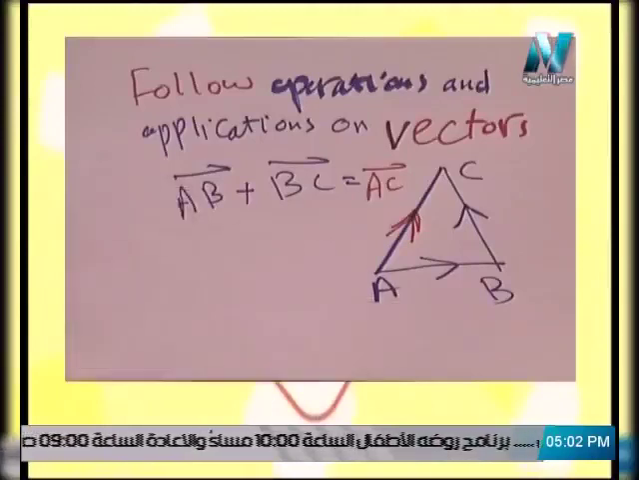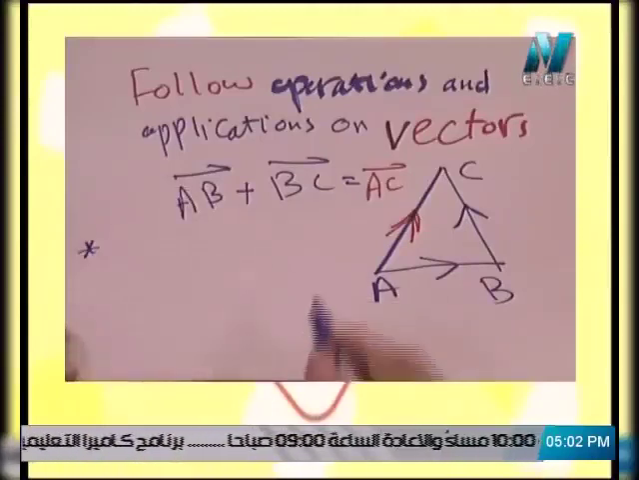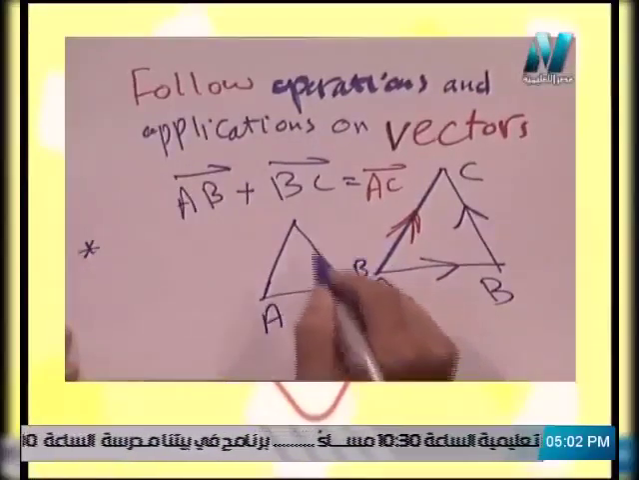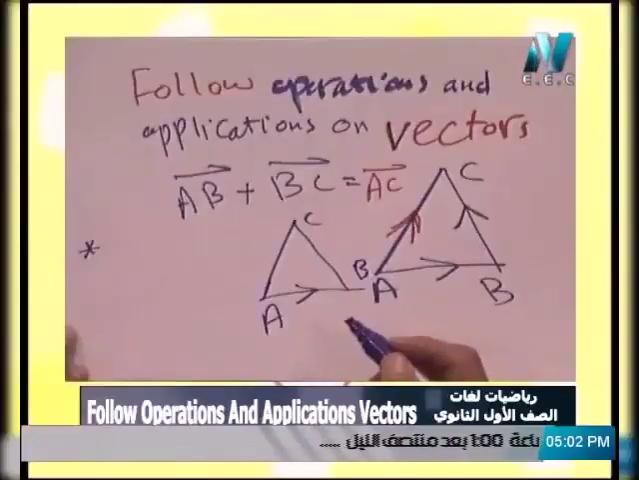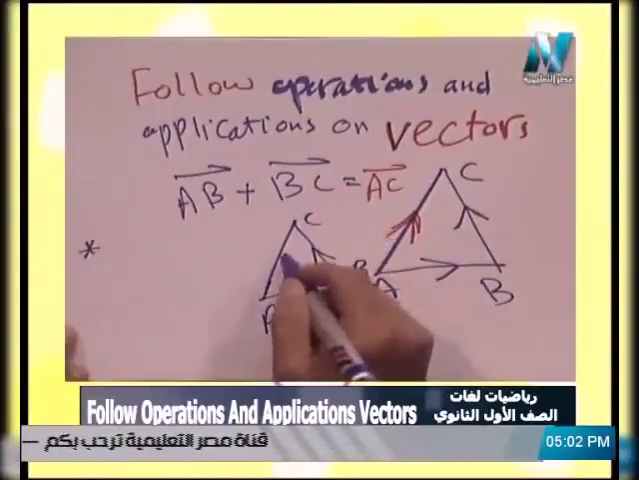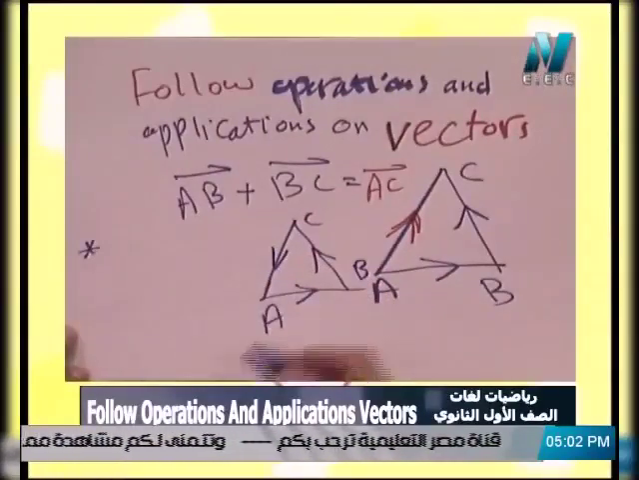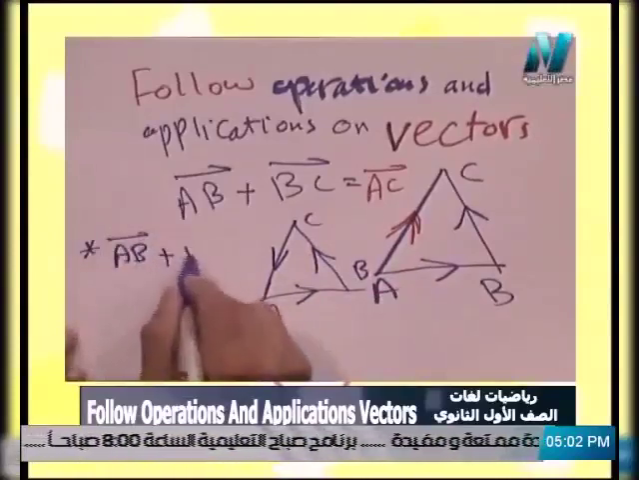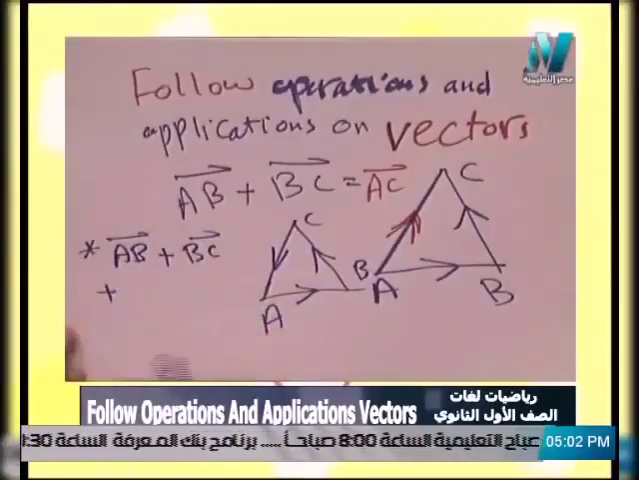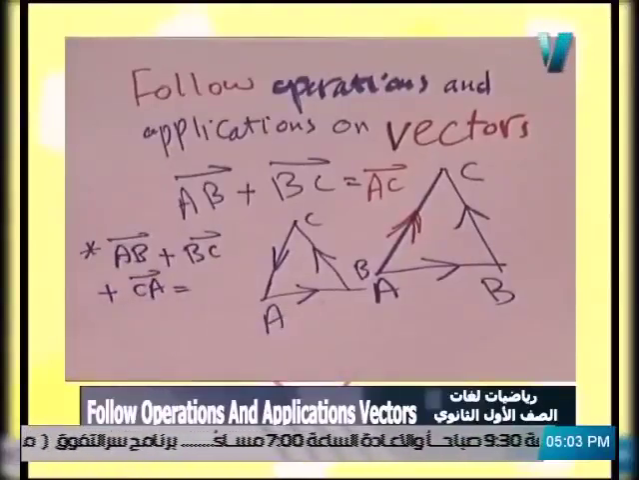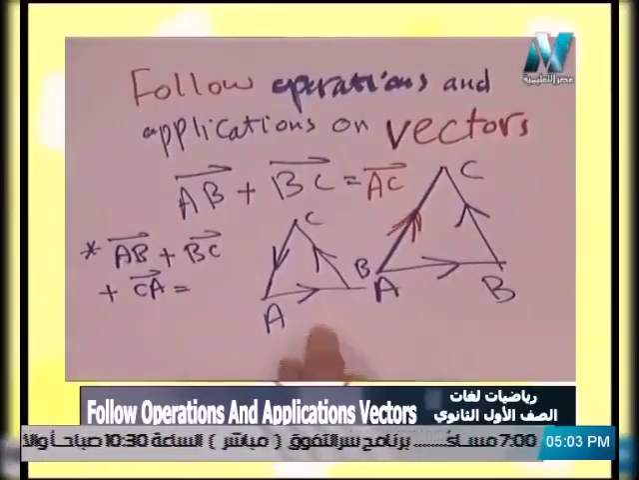And if someone asks me about this question: if we have a triangle ABC also, what happens if we have a vector AB plus another vector BC plus a third vector in the same direction, CA? What about AB plus BC plus the vector CA? What's the result? Look carefully at this triangle.